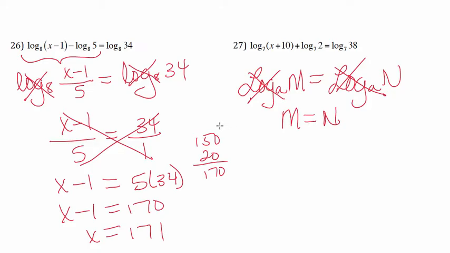So if you can condense your logs, and you get a log equal to a log with the same base, you just get to completely remove it. It's the logarithmic property of equality that lets you do that. You can either log both sides of an equation, or as long as the bases match, you can remove the log from either side of the equation as well.